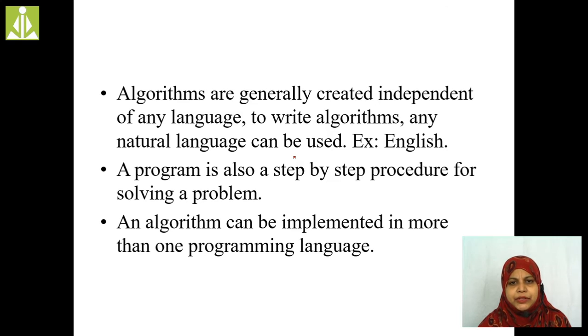While writing any program, the programmer has to follow the rules of that particular programming language. For example, if he writes the program in C language, then he has to follow the rules of C programming language. If the programmer writes the program in C++, he follows the rules of C++. If the programmer writes the program in Java, then he has to follow the rules of Java, right? And one more thing, an algorithm can be implemented in more than one programming language.